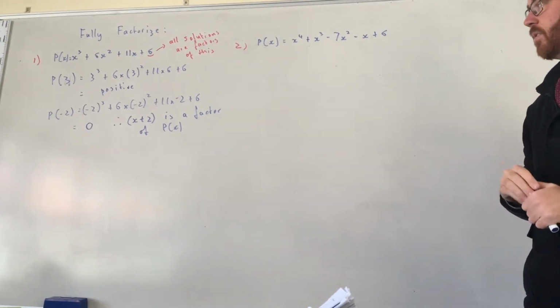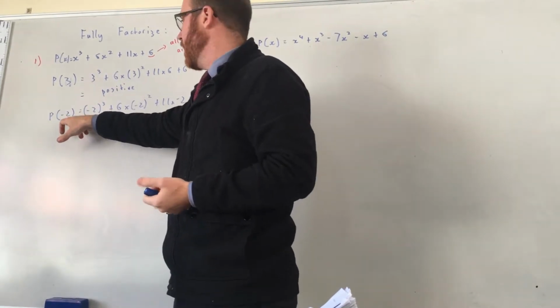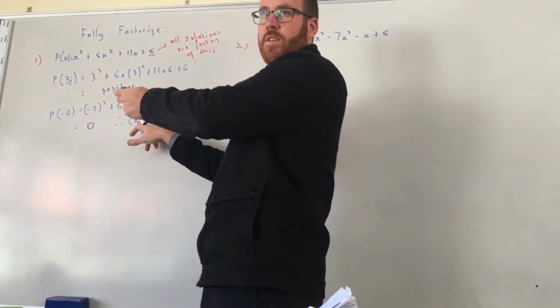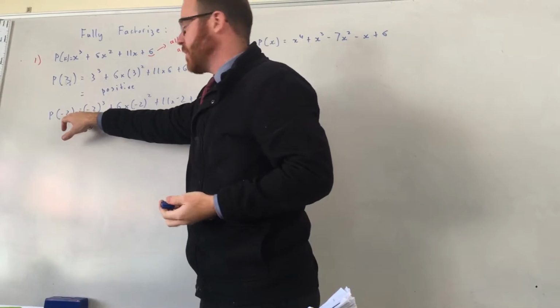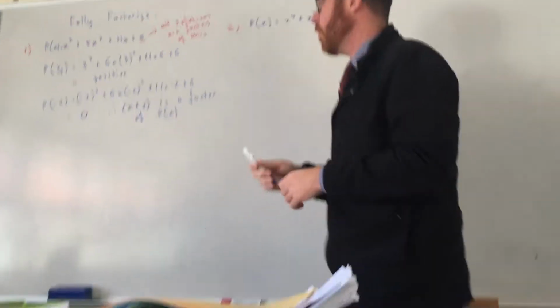Yes, Alan? How did you get x plus 2 as a factor? Because when you sub in minus 2, it's always the opposite sign that gives you the factor. Oh, okay, yes. So if that was a 2, the factor would be minus 2, and vice versa as well. So what should happen now?